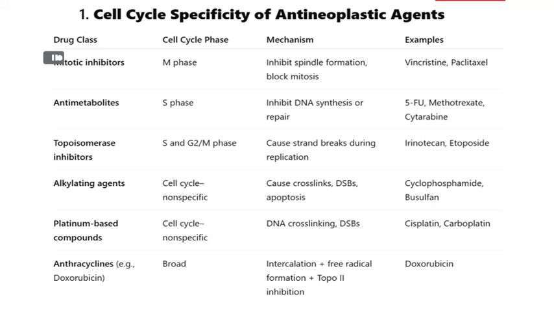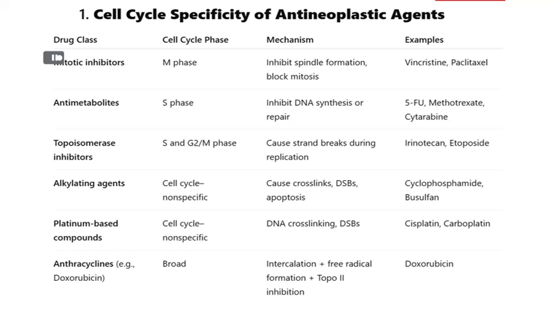The group of anti-cancer medications that cause microtubular dysfunction are called mitotic inhibitors. They include two main classes: the vinca alkaloids, like vincristine and vinblastine, which prevent microtubule formation, and the taxanes, like paclitaxel and docetaxel, which stabilize microtubules and prevent their disassembly. Both mechanisms disrupt the normal process of mitosis, preventing cancer cells from dividing properly.